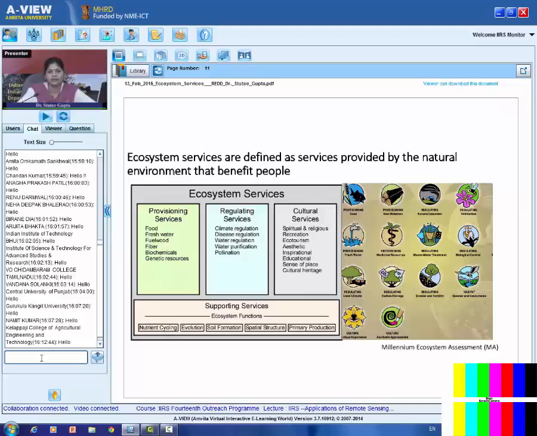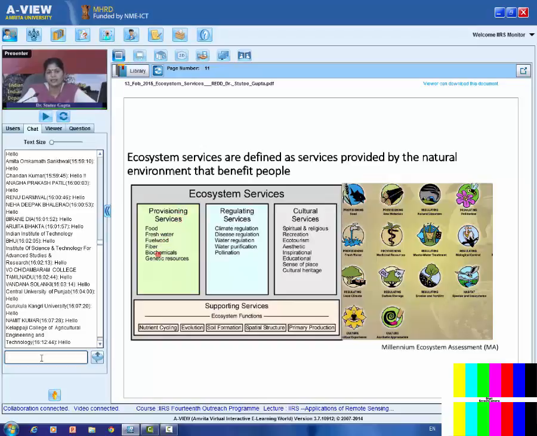Now coming to the definition of ecosystem services, they are defined as the services provided by the natural environment that benefit people. Ecosystem services, as per the Millennium Ecosystem Assessment that I mentioned previously, are classified into types: the provisioning services, regulating services, and the cultural services. Underlying all these services are the supporting services.